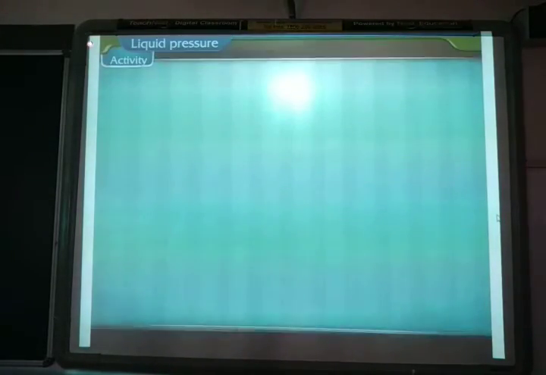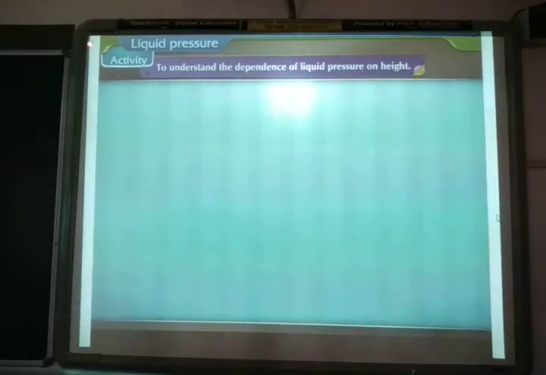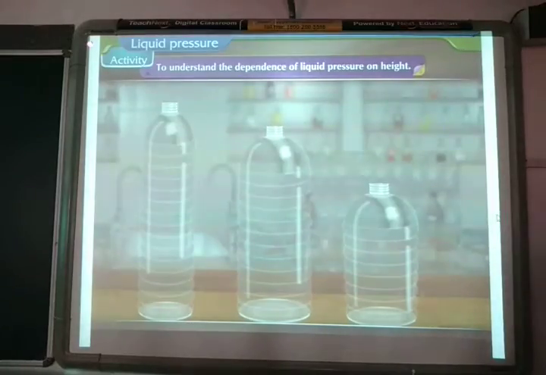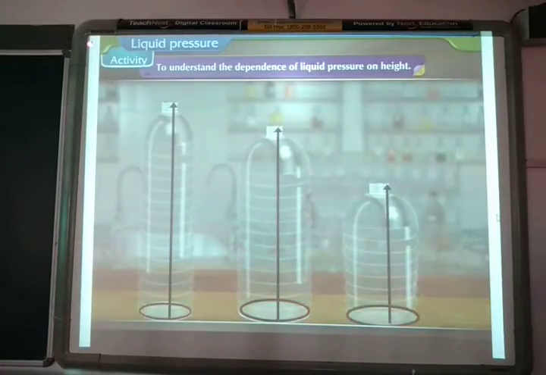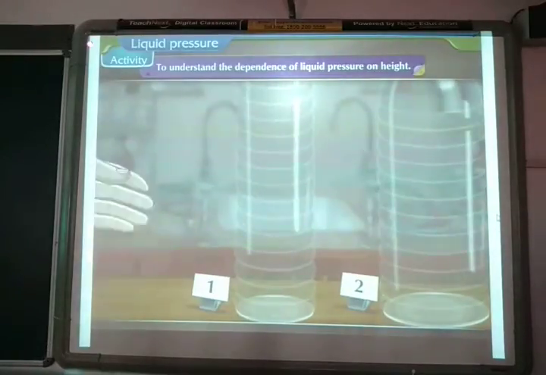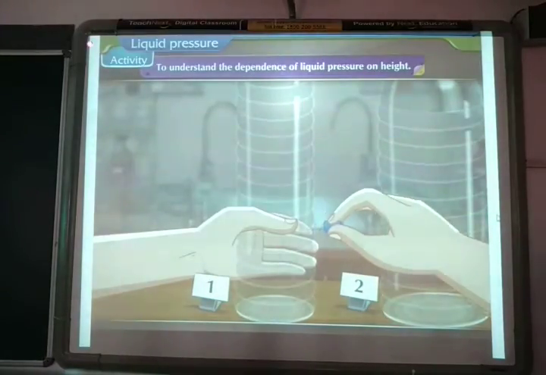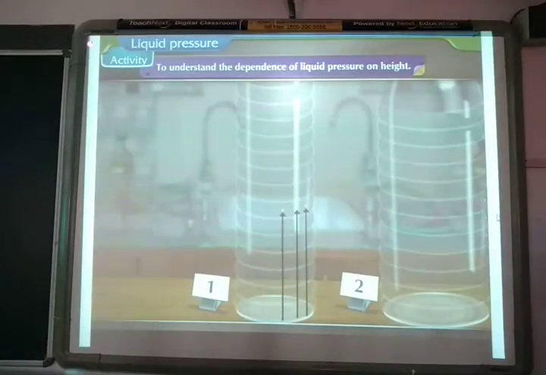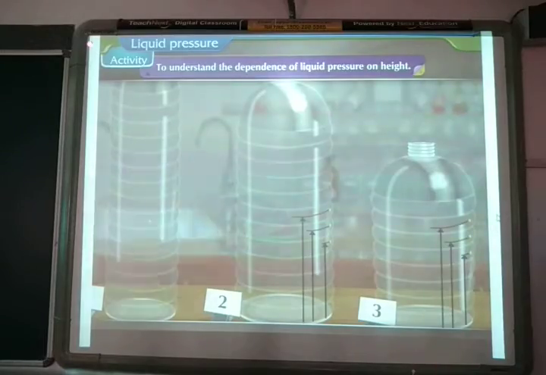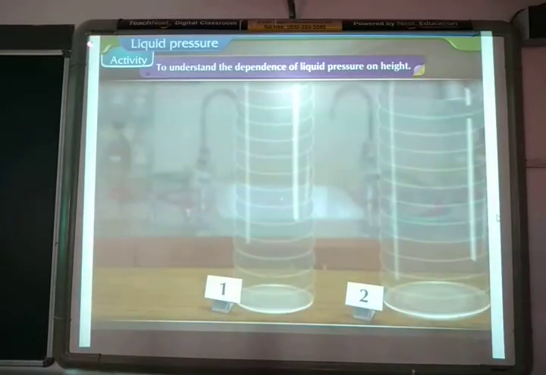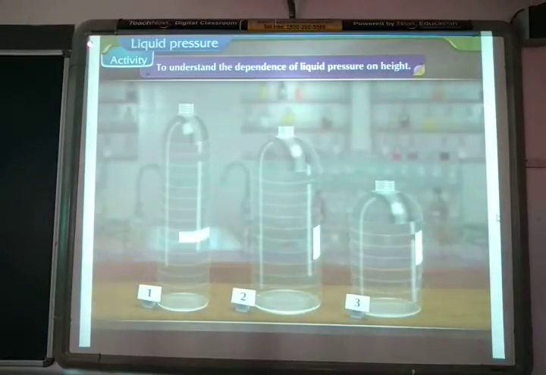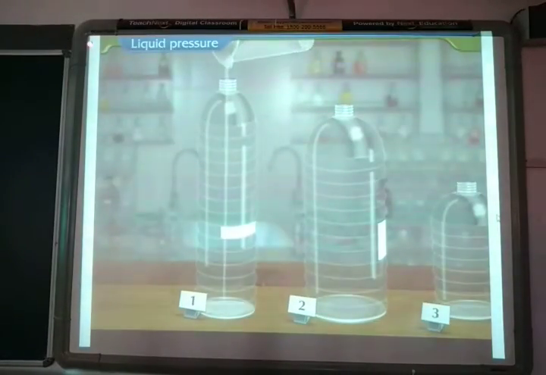Let us perform an activity to understand the dependence of liquid pressure on depth. Take 3 plastic bottles of different sizes and different diameters and mark them as 1, 2 and 3. On bottle 1, make 3 holes at the same height. On bottles 2 and 3, make 3 holes at different heights and close all the holes of the bottles with tape. Fill the bottles with water.